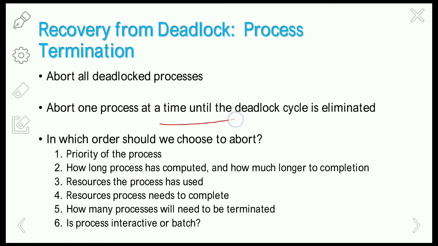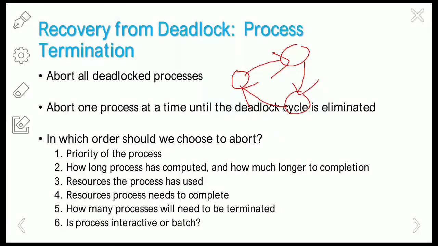The next one is abort one process at a time until the deadlock cycle is eliminated. In this method, first abort one of the processes in the deadlocked state. Let us suppose that there are three processes which are in a deadlocked state. Then abort processes one by one until the deadlock cycle is eliminated.